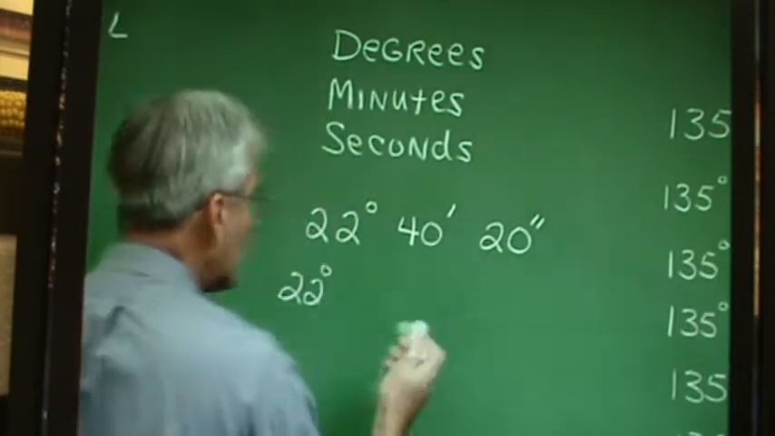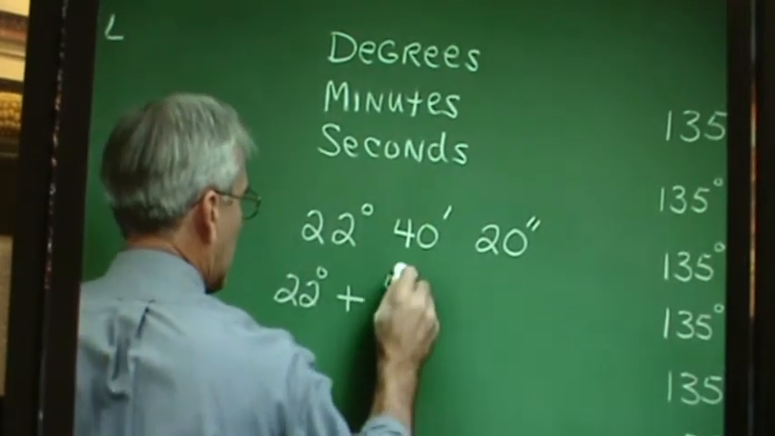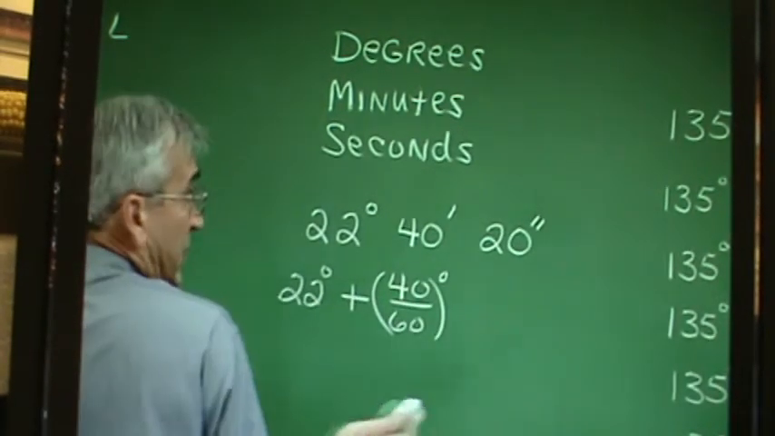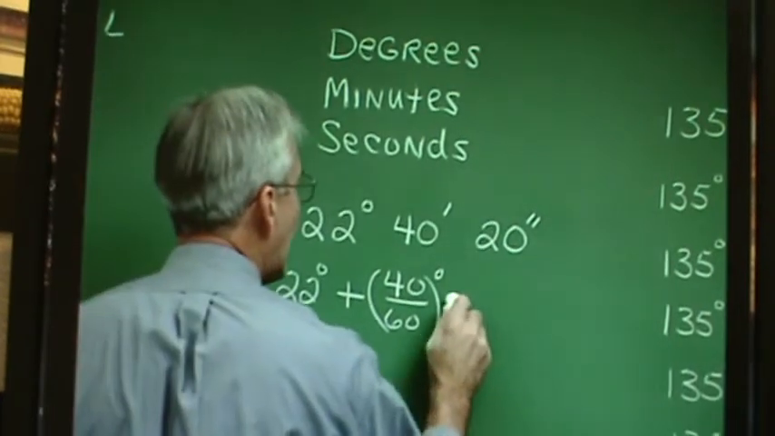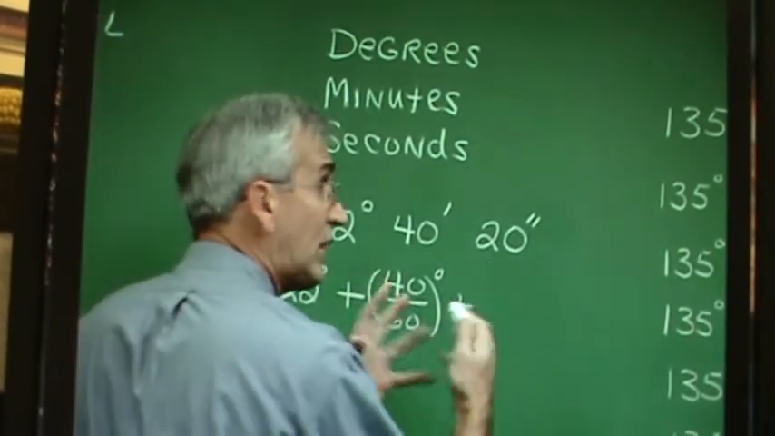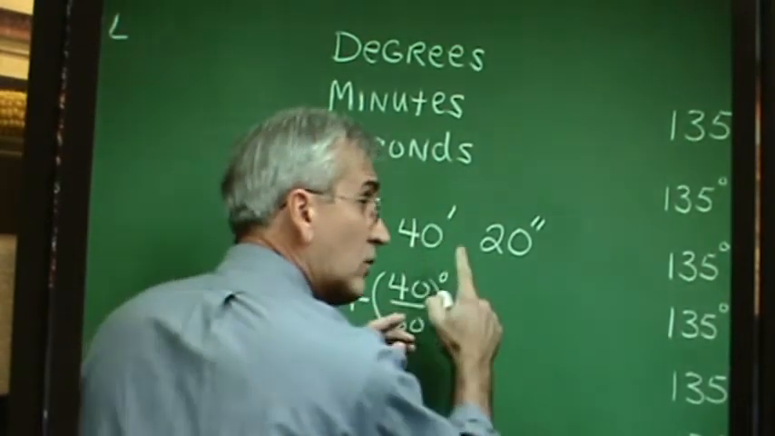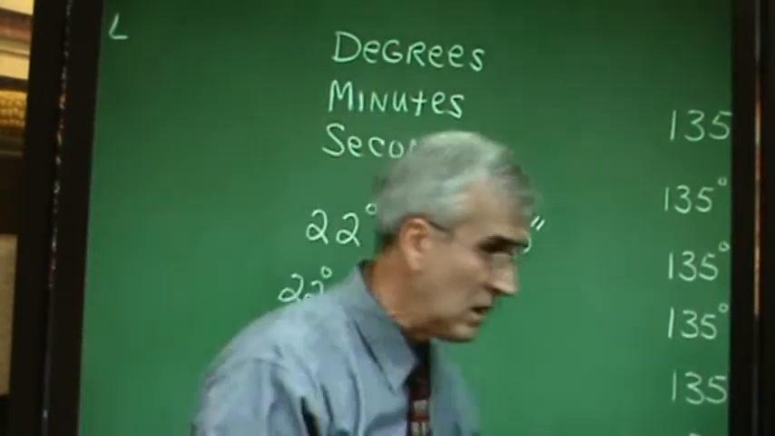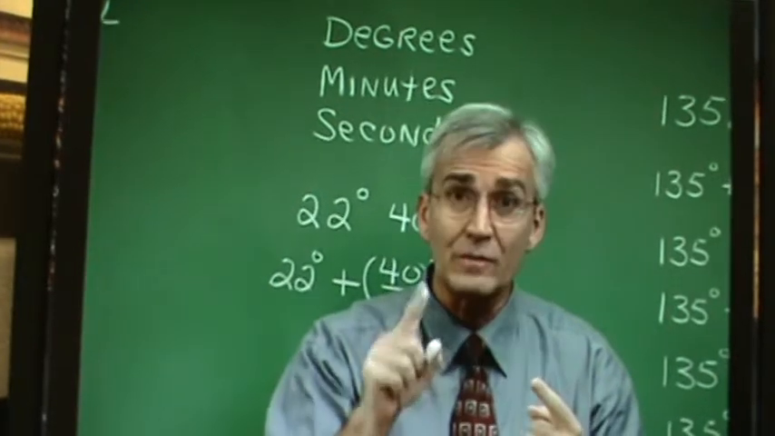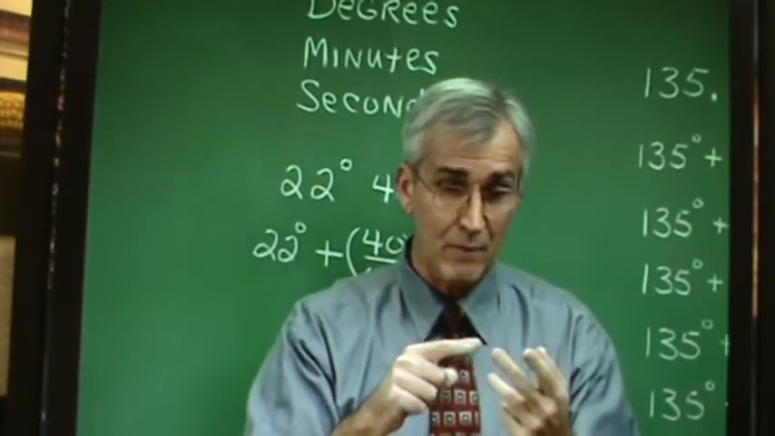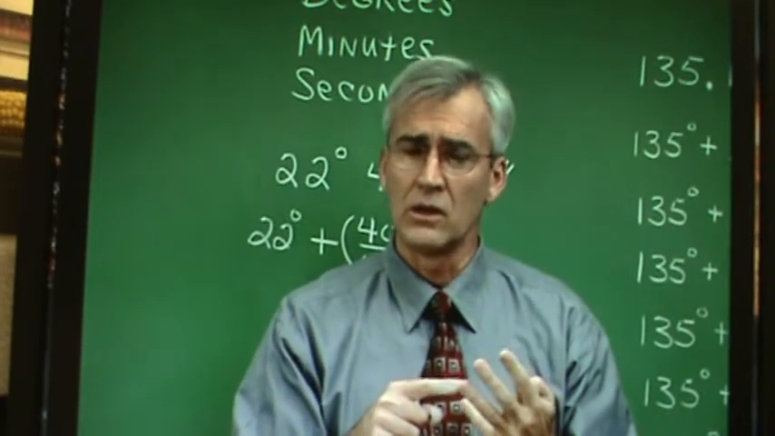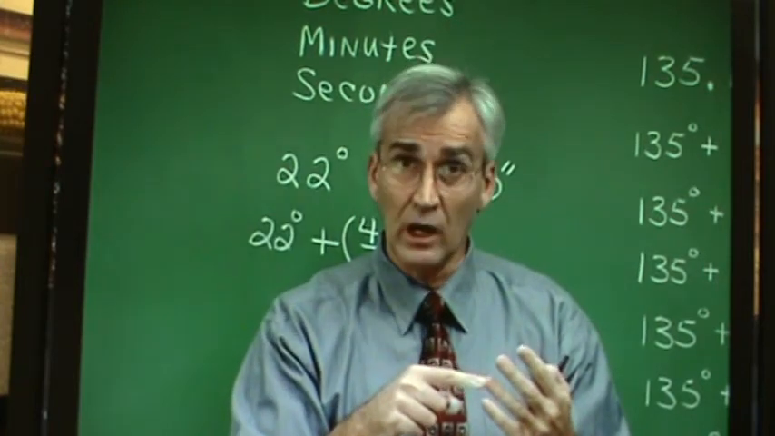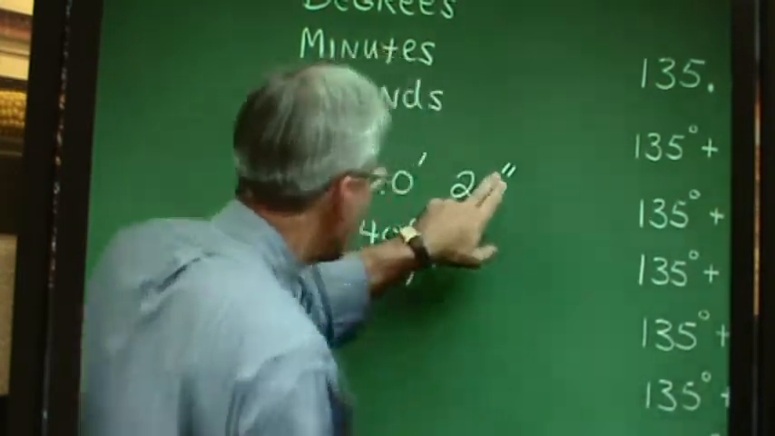Well, 40 minutes is really 40/60ths of a degree. You see, that's putting it into the degree idea. And then 20 seconds is 20/60ths of a minute, but there's 60 of those in a degree. A second is 1/60th of a minute, but a minute is 1/60th of a degree. So 1/60th of 1/60th, that's 1 over 3,600 of a degree. That's what each of those seconds are.